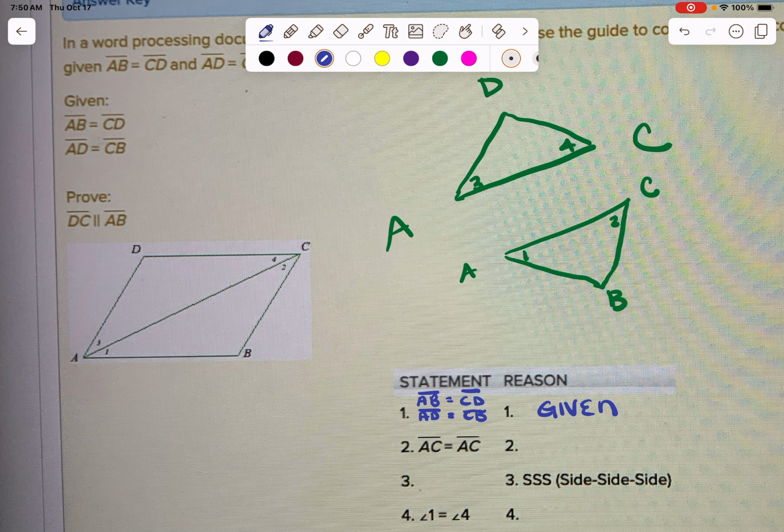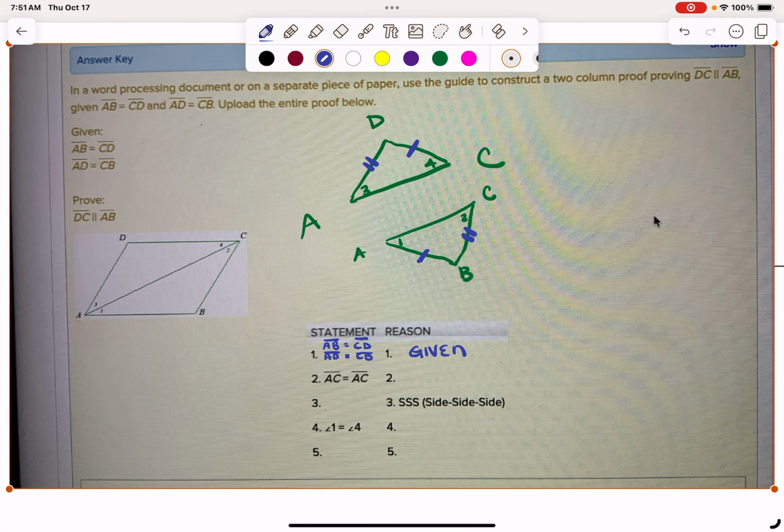So I'm going to go mark the sides. So let's see. AB and CD are equal. So I just used a tick mark of 1 just to show that they match up. Then I have AD and CB that are equal. So now if I take a step back, I can see that I have 2 sides in this triangle that are equal to 2 sides in this one.